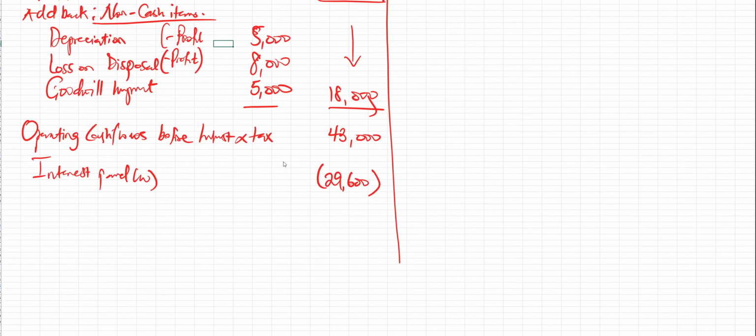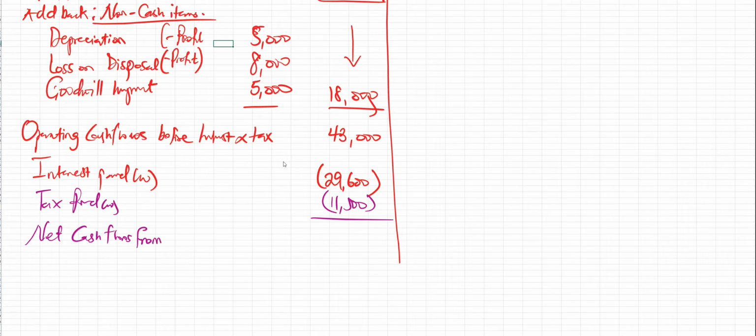So tax paid, working 11,500. We take it out, and this gives us the net cash flows from operating activities. Is it a loss? 1,900 profit. 1,900 net positive cash flow, right?